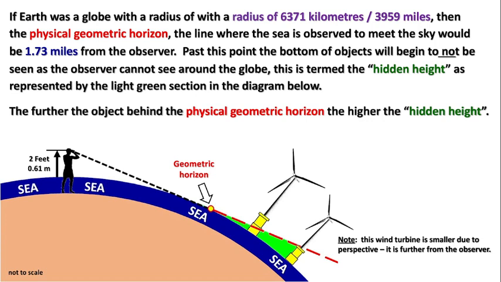Past this point, the bottom of objects will begin to not be seen as the observer cannot see around the globe. This is termed the hidden height, as represented by the light green section in the diagram below. The further the object behind the physical geometric horizon, the higher the hidden height. Note: this wind turbine is smaller due to perspective. It is further from the observer.